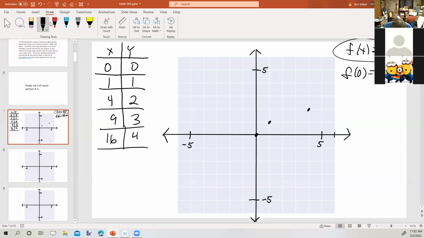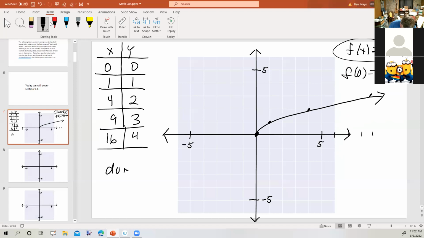9, 3, this is 6, 7, 8, 9. So we're going to be up like there somewhere. So the graph starts at the origin and goes up and to the right. Any questions so far?